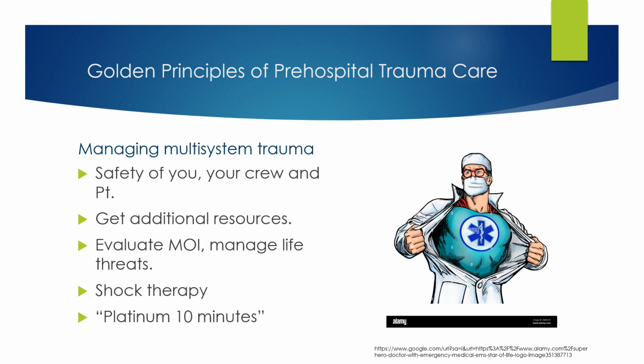Let's talk a little bit now about the golden principles of pre-hospital trauma care. Our main priority in managing multi-system trauma is to ensure our safety, the safety of our crew, and then the safety of our patient. We should determine the need for additional personnel, especially if it involves blast injuries or a mass casualty incident. We need to make sure we have our equipment, evaluate our mechanism of injury, and identify and appropriately manage our life threats. After that, we can focus on our patient care.